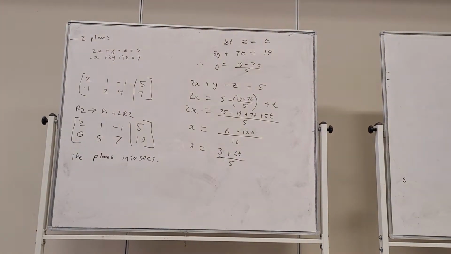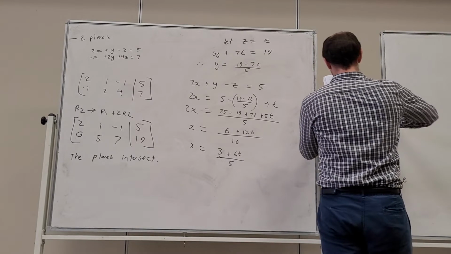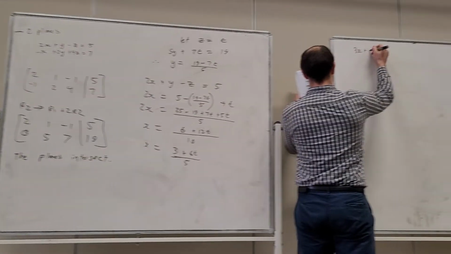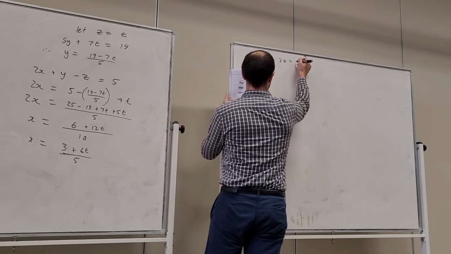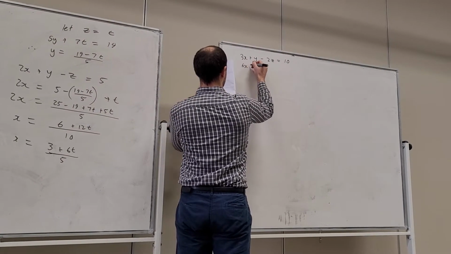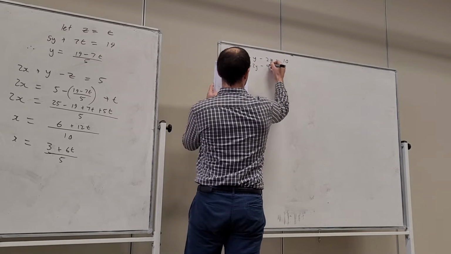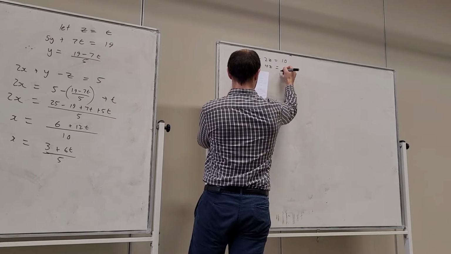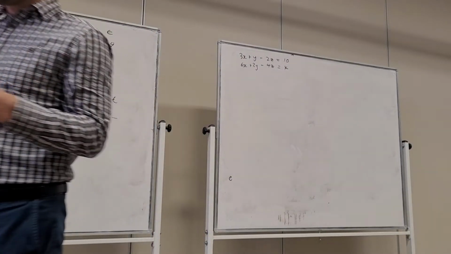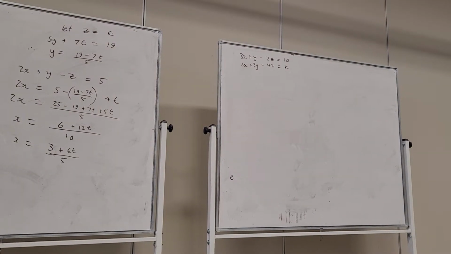Excellent, that's the first one. Okay, let's go on to example 2. Consider the two planes given by 3x plus y take 2z equals 10, and 6x plus 2y take 4z equals k. Okay, determine the values of k for which the planes are parallel and for which they are coincident.